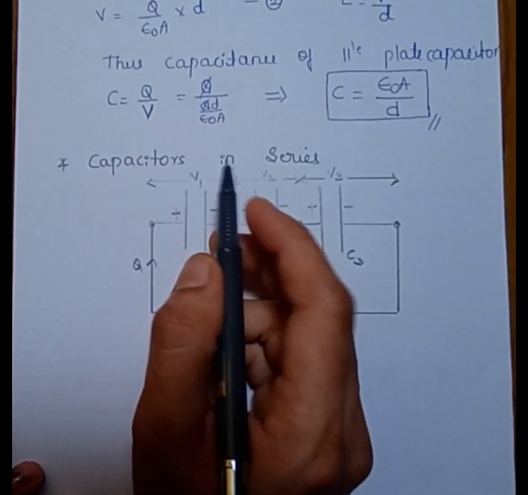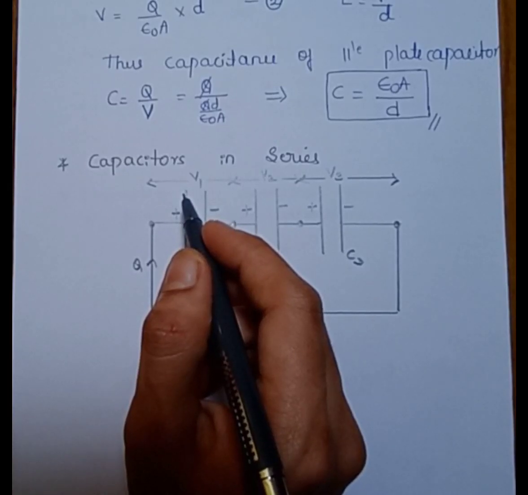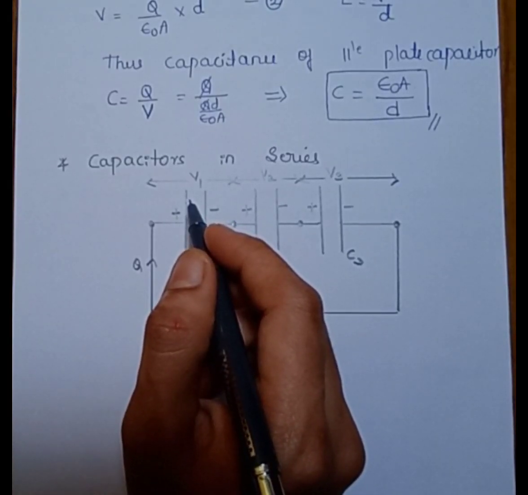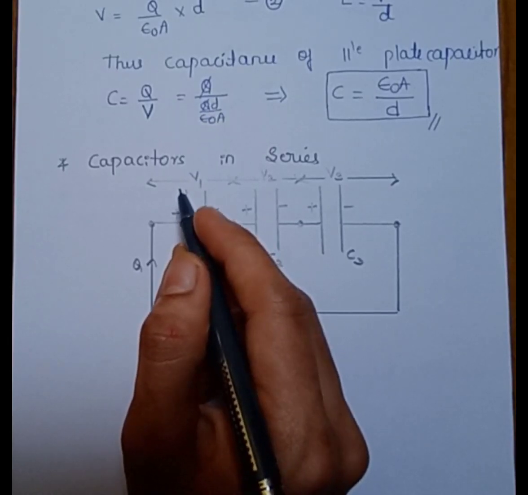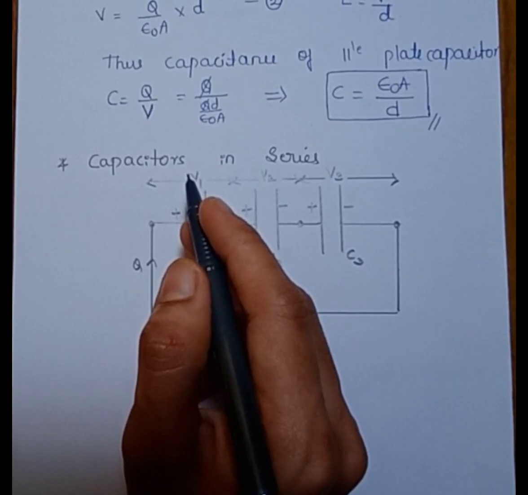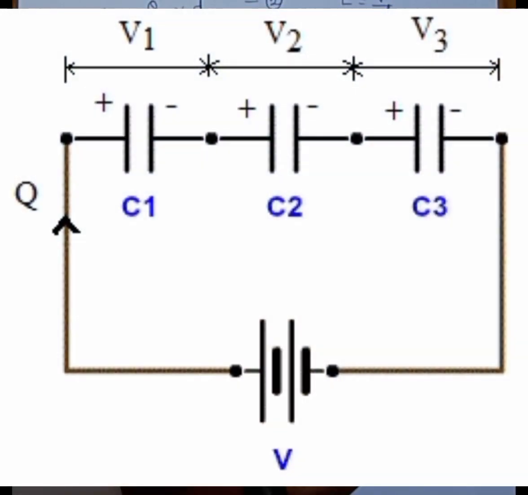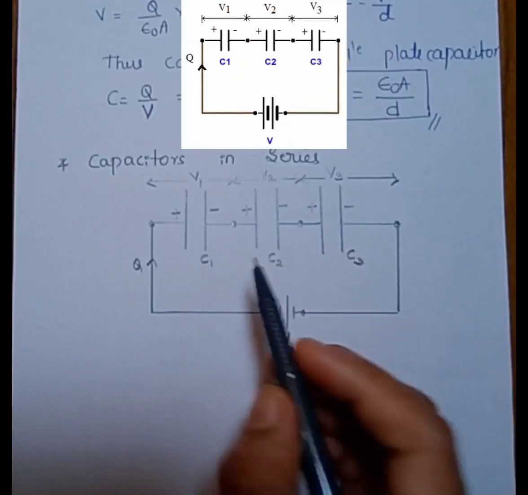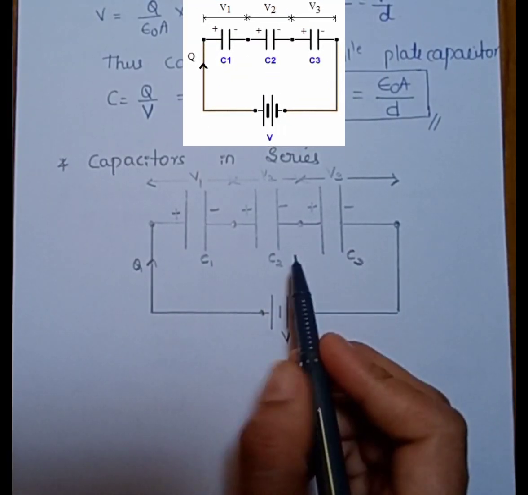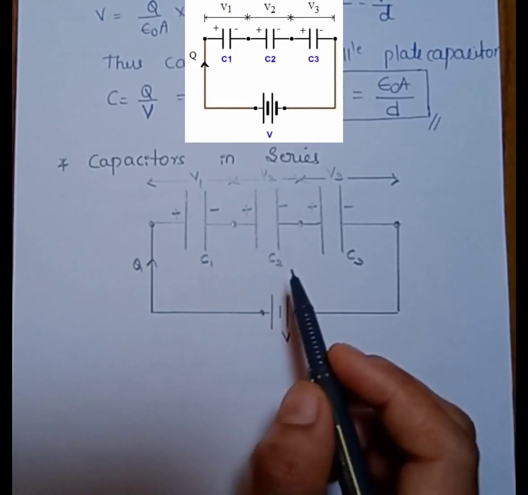Combination of capacitors. Equivalent capacitance means the effective capacitance of the combination of capacitors, that is, the capacitance of a single capacitor which produces the same effect as that of the combination. Here, first we have to see capacitors in series. Let us consider three capacitors C1, C2 and C3 which are connected in series.